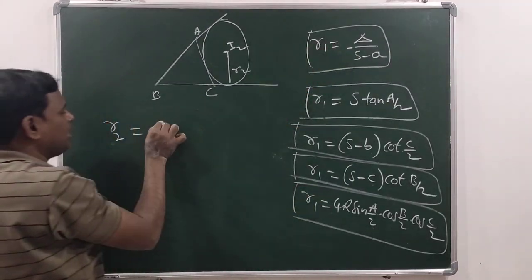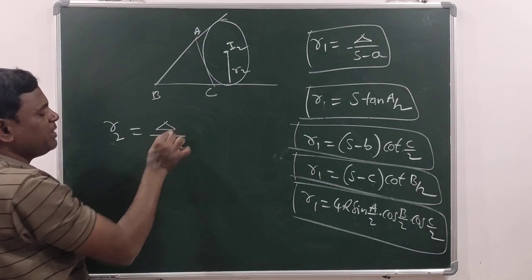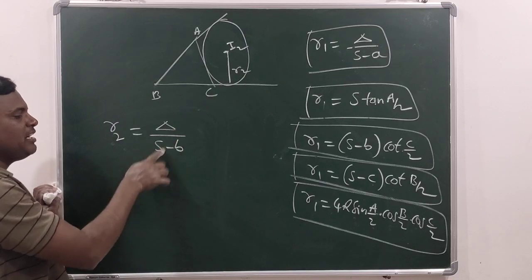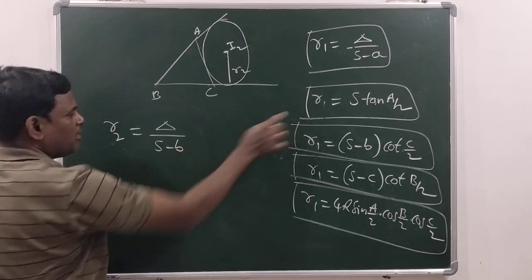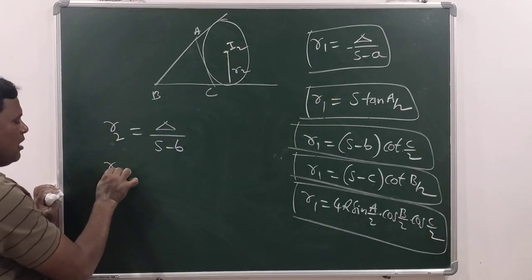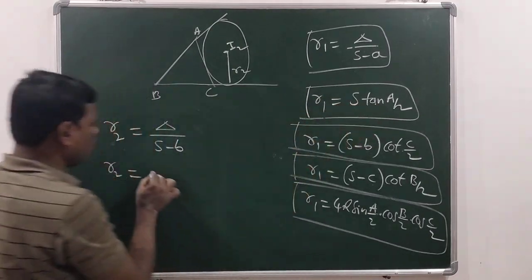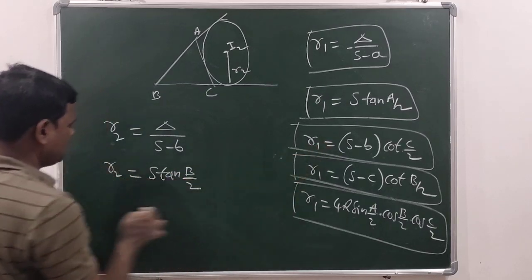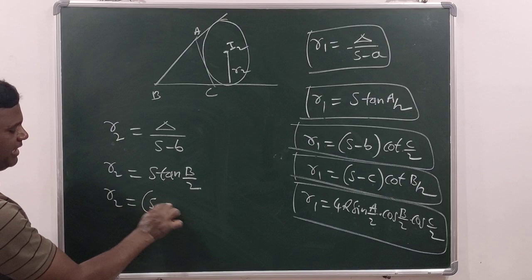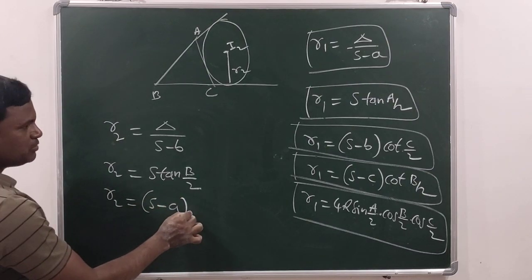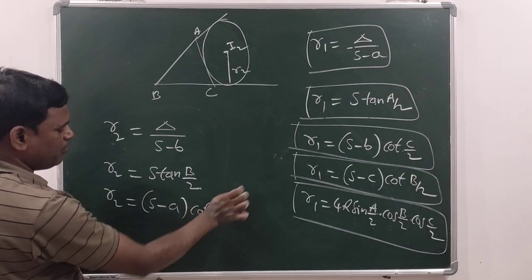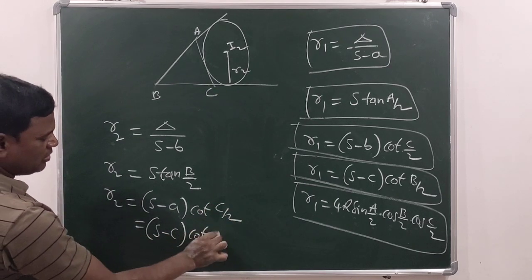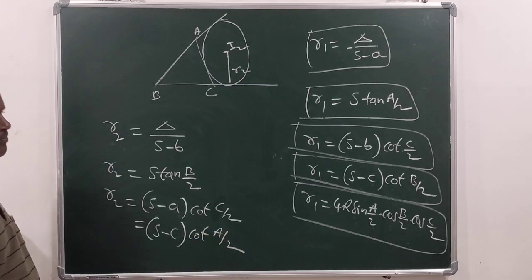So firstly we will get delta by S minus B. Here delta by S minus A you got now. For R2 we will get delta by S minus B. And instead of this you can write R2 is equal to S tan B by 2 you will get. And for this R2, A and C combination will come: S minus A cot C by 2, and here S minus C cot A by 2 you will get.